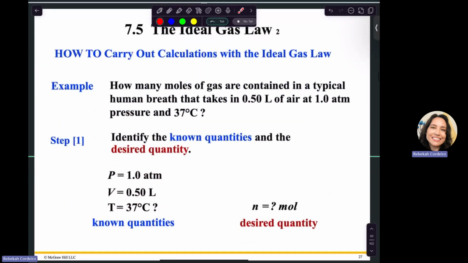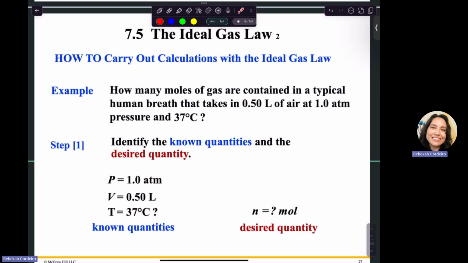So let's see how we could solve a problem like this. How many moles are contained in a typical human breath that takes 0.5 liters of air, 1 atm, and 37 degrees C? If we identify all of these things, we're going to list them out. Again, we'll do this practice in class, but they give us these three things and they ask us for this. If you see they give you 1 P, 1 V, 1 T, and 1 n, you're going to use PV = nRT, ideal gas law. We're not using the combined gas law because we don't have two of each.